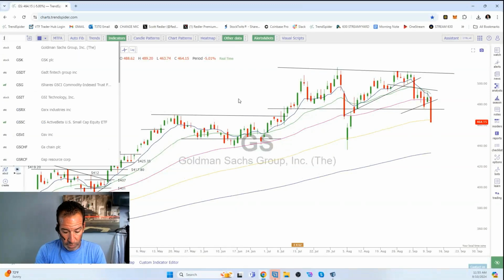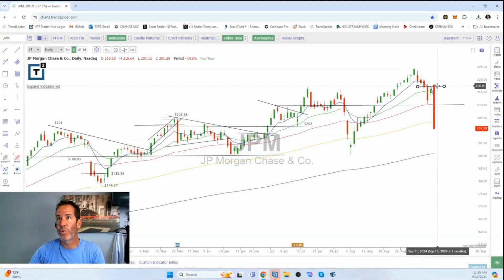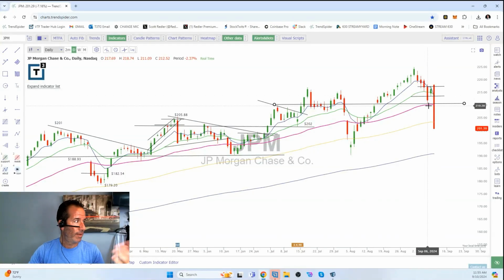JP Morgan, what was your first stop? Well, first I tried to get above this and failed. That was one way to adjust. Then it broke below yesterday's low, which is another spot to adjust. And then right here is like, that's the end all be all.